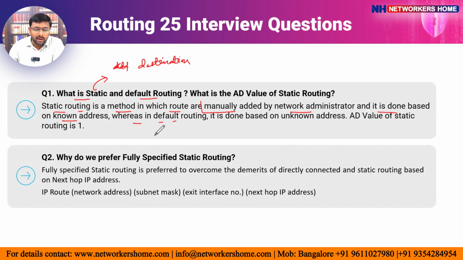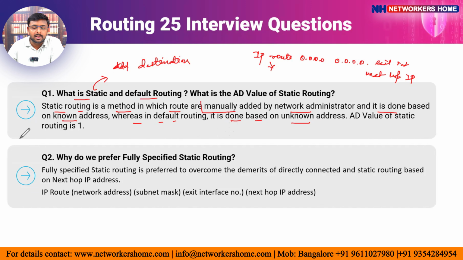Whereas in default routing, it is done with the help of an unknown address, which means any address with any subnet mask. So for example, if you are specifying the IP route command for default routing, you will write IP route, to reach any network with any subnet mask, then the exit interface number and the next hop IP address. This is the complete command that has to be done for default routing.